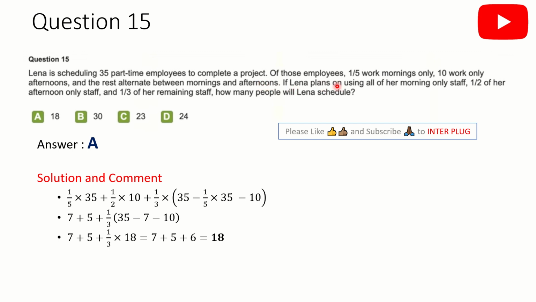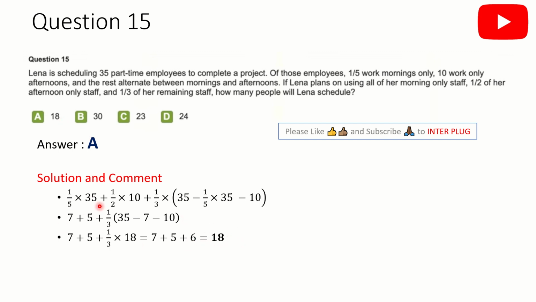And then they say if Lena plans on using all of her morning staff, that's the 7, plus half of her afternoon staff, that's half of 10, which is 5, that's already 7 plus 5, which is 12. And then one third of her remaining staff, we calculated the remaining staff, that was 18. One third of 18 is 6. So you just need to add 7 plus 5 plus 6, right? And that's 18. And the answer is A.